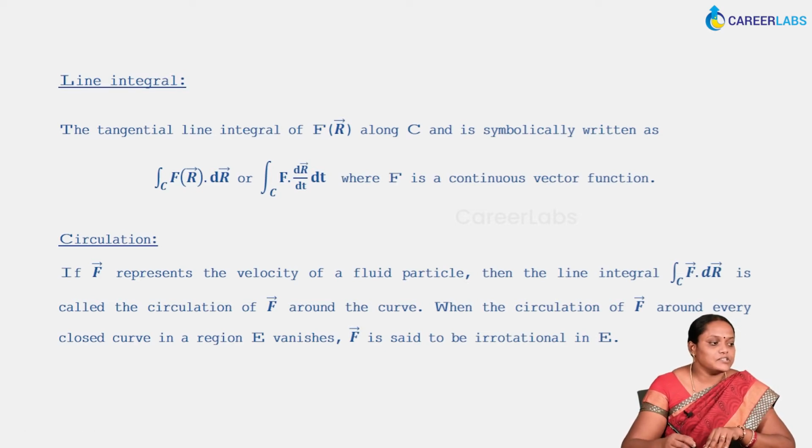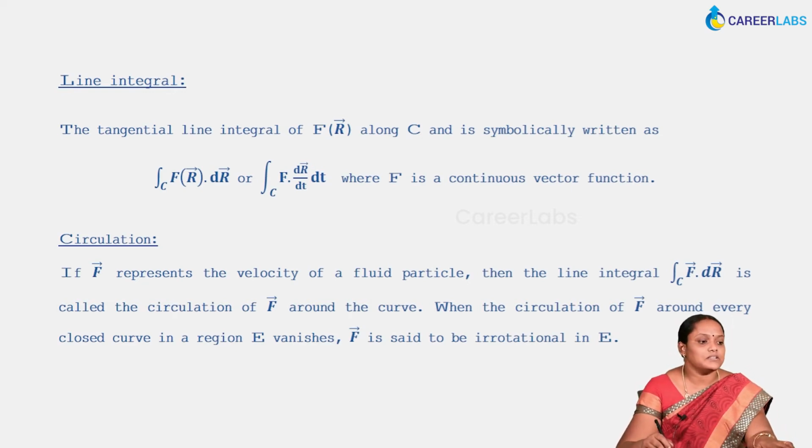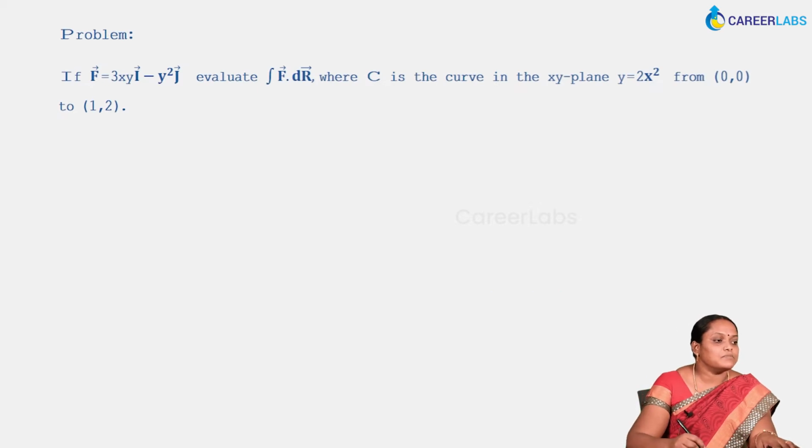And circulation is nothing but, if f vector represents the velocity of a fluid particle, then the line integral is called the circulation of f vector around the curve. When the circulation of f vector around every closed curve in a region E vanishes, f vector is said to be irrotational in the region E. So now let us start with the problem here.